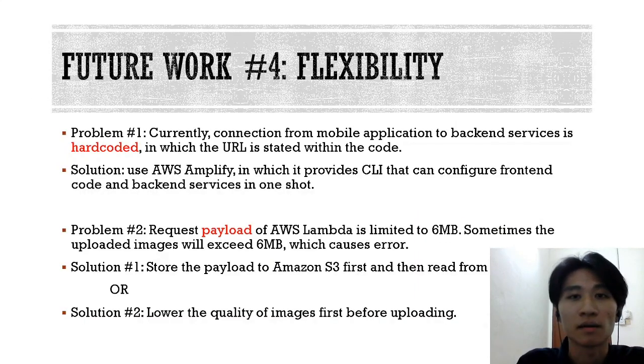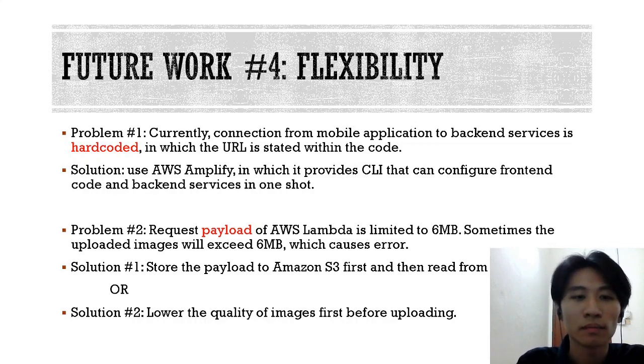So the fourth thing is about the flexibility. One of the problems is that the URL is hard-coded inside the mobile application code. So for each change in the back-end services, we need to update each URL in the mobile application. For the solution, we propose to use AWS Amplify, which provides the CLI that can configure the front-end code and the back-end services in one shot.